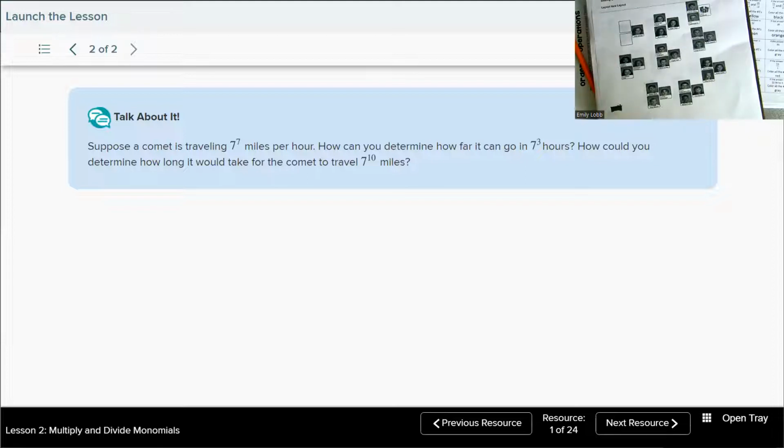We would multiply it, right? If we have miles per hour, to get rid of the hours, we would multiply it by the number of hours, times 7 to the 3rd. And if we wanted to get rid of the miles to get the hours, we'd actually have to divide it by that. So the first part, we would say 7 to the 7th times 7 to the 3rd. The other one, we would say 7 to the 10th divided by 7 to the 7th. And you're going to learn how to do that in this section of our module.